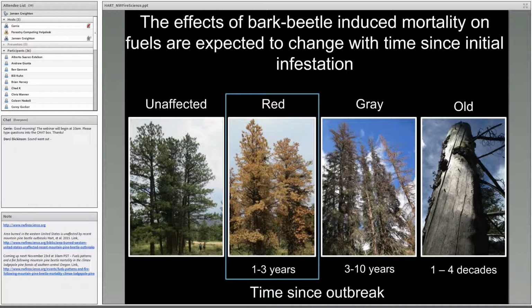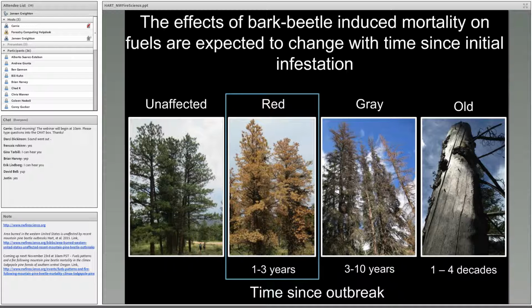This red stage persists. I'm getting a note that the sound went out. Can everyone hear me? Oh, okay, looks like overall most people can hear me, so I'm going to keep going.